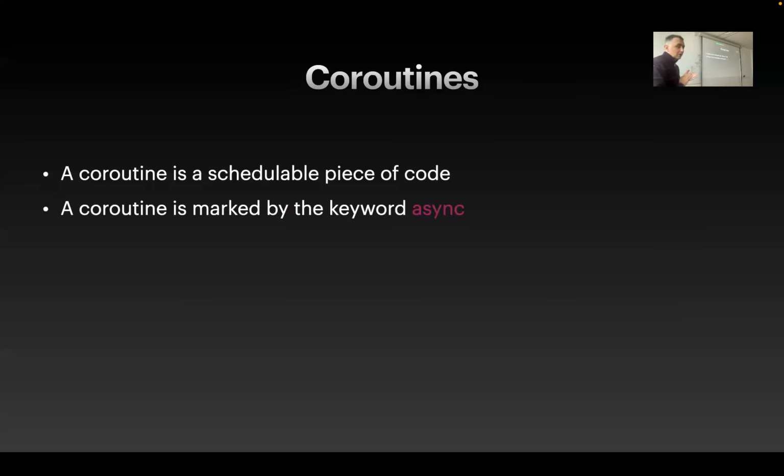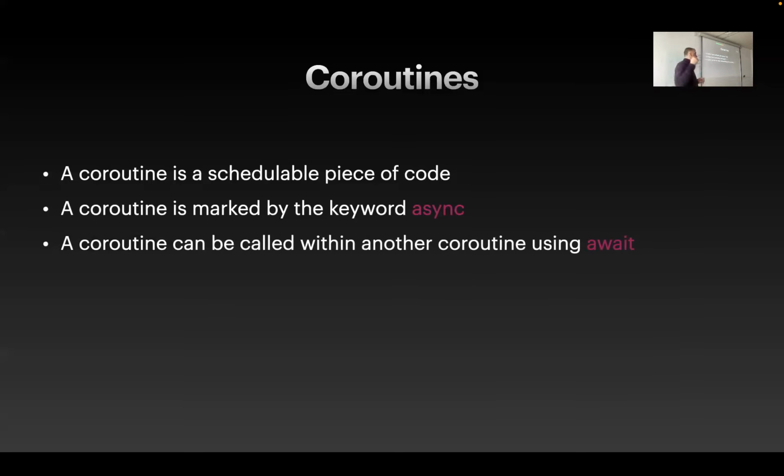A coroutine is marked by the keyword async. If you have a function and you want to mark it as a coroutine, you write async def function, and that's basically it. And you can't mix them with normal functions. You can't just call a coroutine from a normal function. The interpreter will tell you the coroutine was never awaited, and that's why you can't do it.